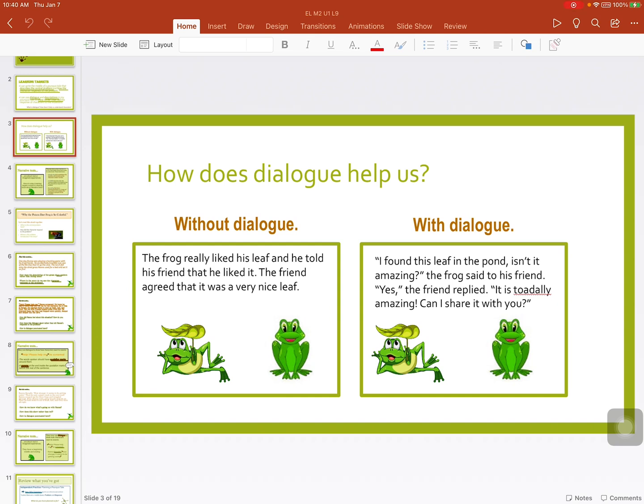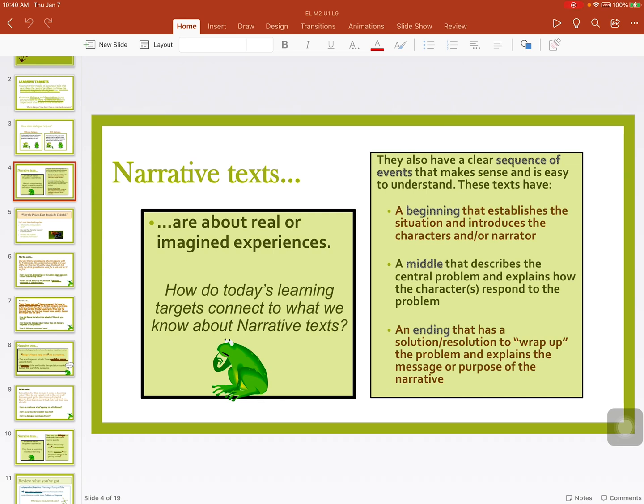Does the dialogue show us and not tell us how the characters are feeling and what they're saying? Yes. Narrative texts are about real or imagined experiences. How do today's learning targets connect to what we know about narrative texts? They also have a clear sequence of events that makes sense and is easy to understand.